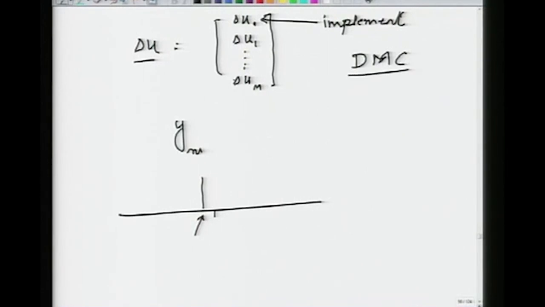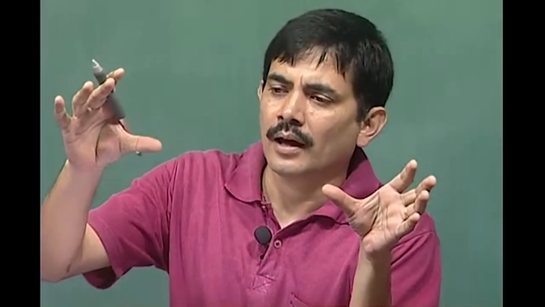the techniques may differ in the kind of predictor that they have, but essentially they are common in the sense that you got a quadratic objective, and you are trying to minimize that objective by figuring out what you should do to the control input over the control horizon, the future control horizon, okay. So, this is how DMC in particular is done or is implemented.